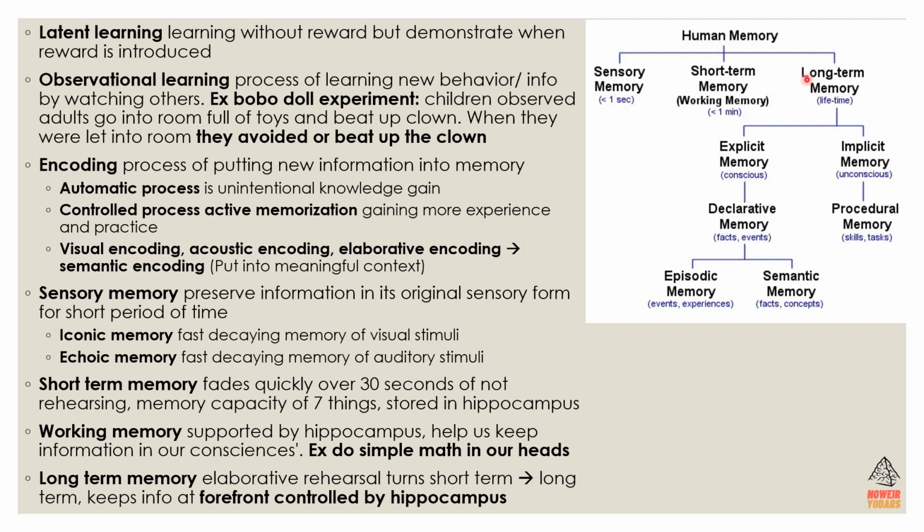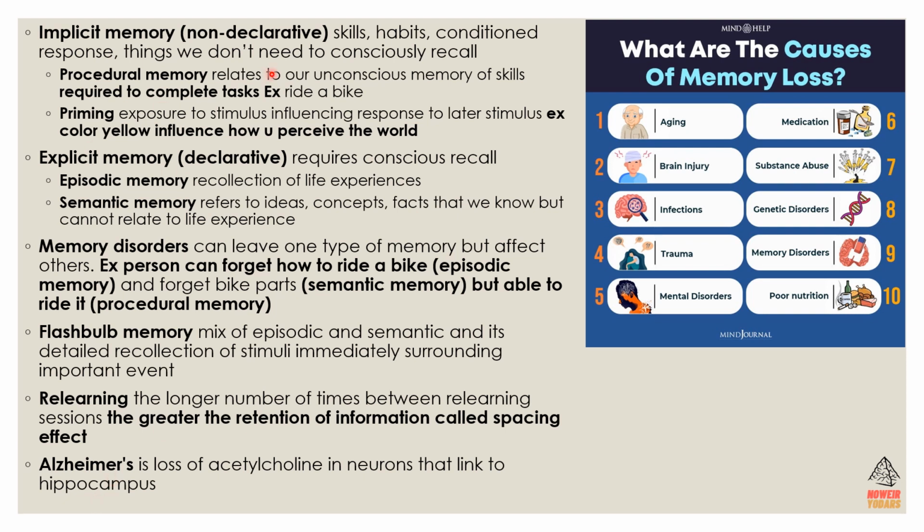So the long-term memory is divided into two. You got the explicit memory and the implicit memory. Explicit memory is basically conscious memory, and then implicit is unconscious. So with the implicit, non-declarative, it really has to do with skills, habits, conditioned responses, things we don't consciously recall. So skills that you've learned throughout your life, things that you just know how to do. You don't really have to access your brain and then go through the process. You just know how to do this.